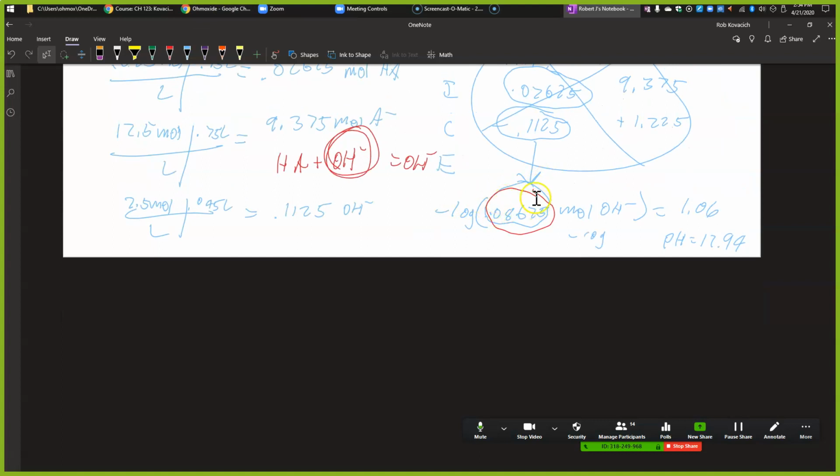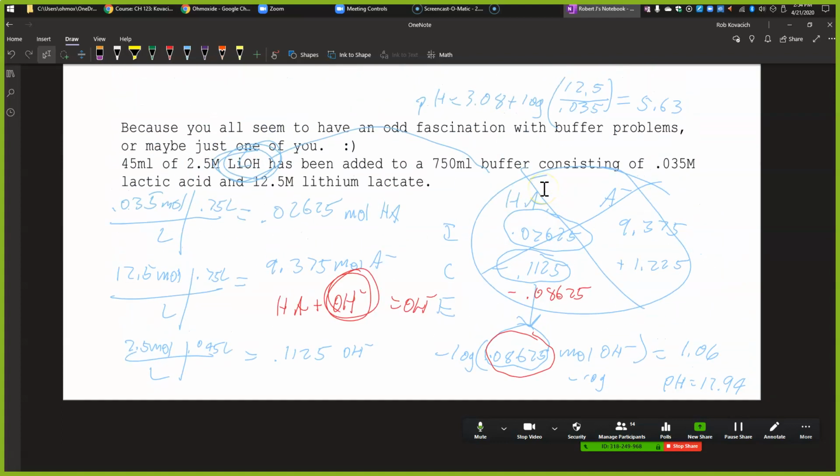Basically, we're saying you have to understand what the answer is. So if this comes out to be negative 0.08625, that doesn't mean you have a negative amount of the weak acid. It means this is the leftover addition. In this case, the addition is lithium hydroxide.